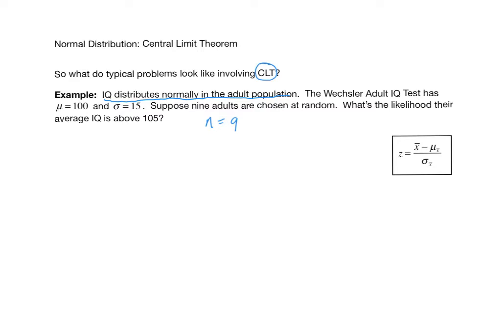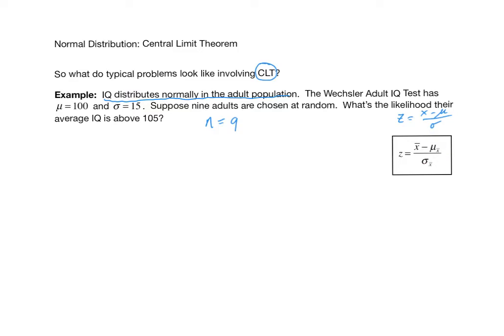But also, we need to reconfigure our z-score computation. Before it was z equals x minus mu over sigma. That's to get a z-score from raw data values x. Now we want to get a z-score from the distribution of x bars. So now z is equal to x bar minus mu sub x bar divided by sigma sub x bar.